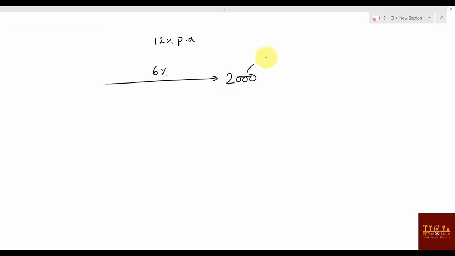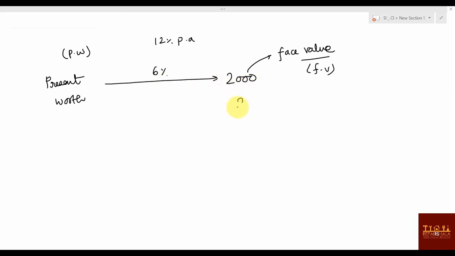2000 rupees. And this one is also called face value. Remember, this is called face value. Generally you'll be calculating the things, this is called face value, and this one is called present worth. These two things are very important. This is called PW and this one is called FV. So what is the present worth?